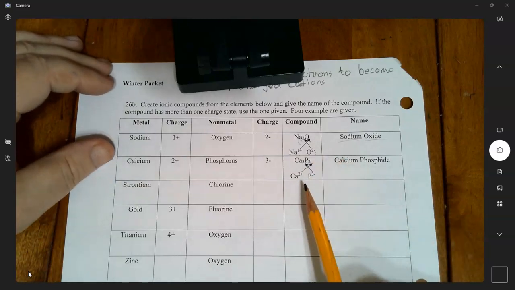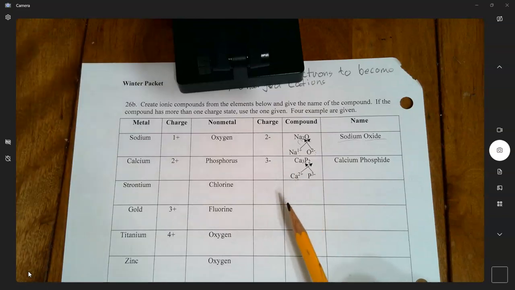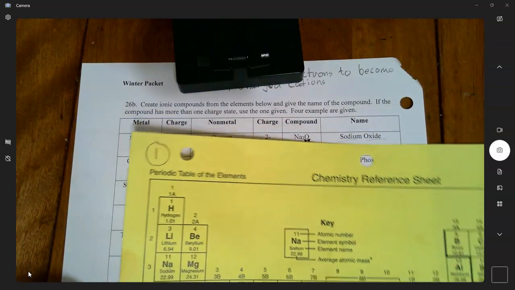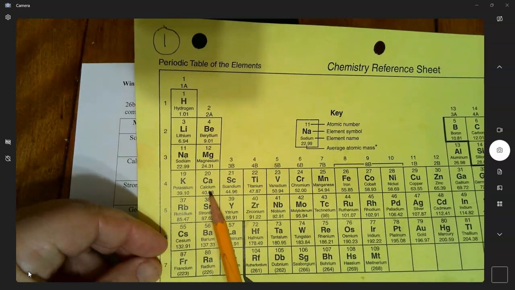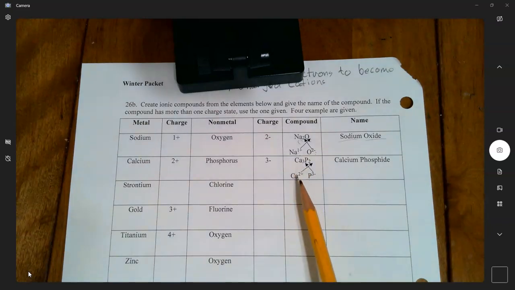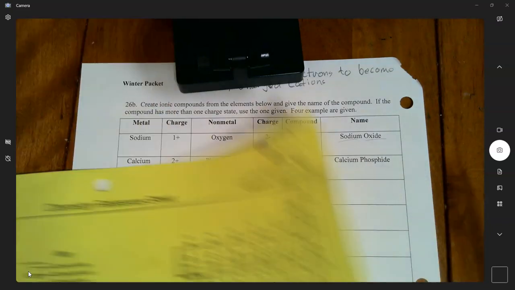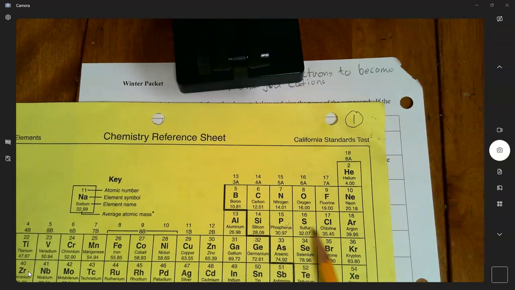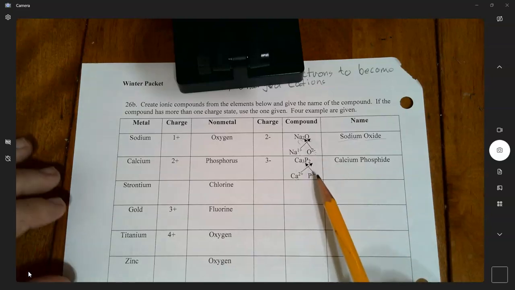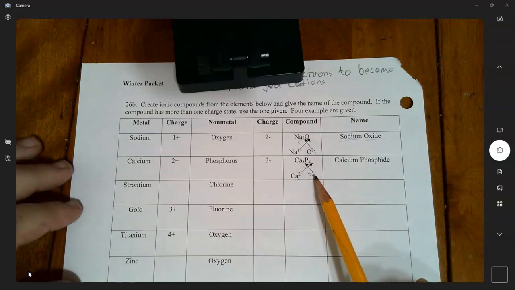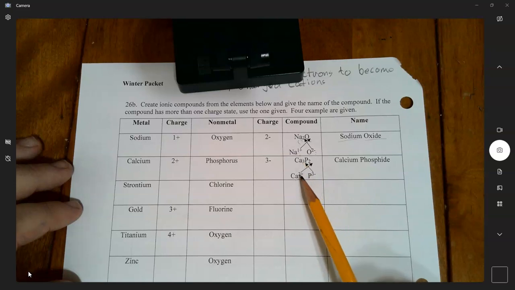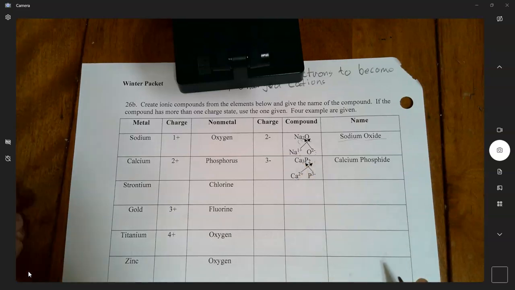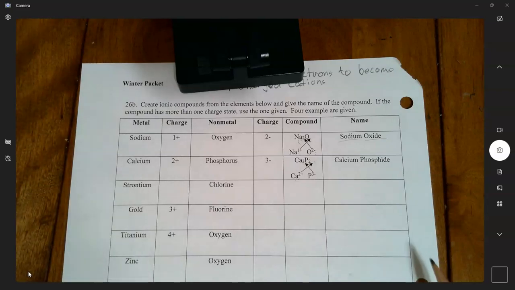Next we come down here and calcium has a 2+ charge. You need to learn to do that from your periodic table, not from the charge number of ions sheet. There's calcium right there. It's in the second column, so it has a 2+ charge. Phosphorus is in the third to last column, 1, 2, 3, so it has a 3- charge. You put those charges above and then cross the arrows. You end up with calcium 3 from the phosphorus and phosphorus 2 from the calcium, and that's calcium phosphide.